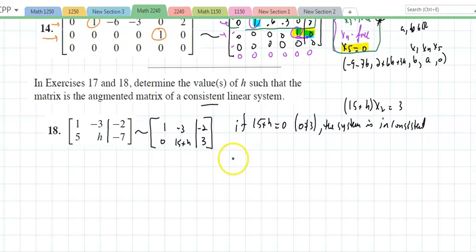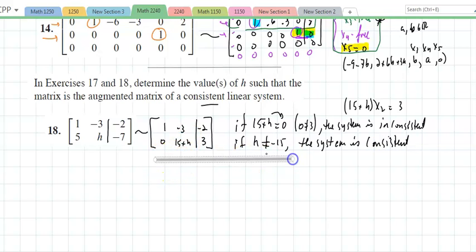But if h, which means what? H equal negative 15. If H does not equal negative 15, as long as H is not negative 15, the system is consistent. Consistent means it has a solution. Inconsistent means it does not have a solution.